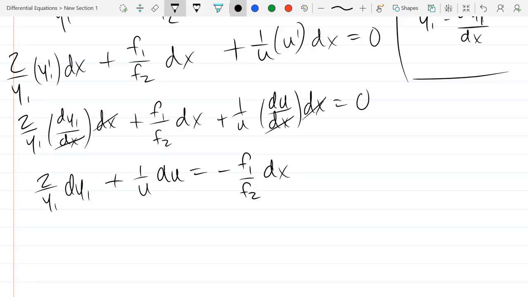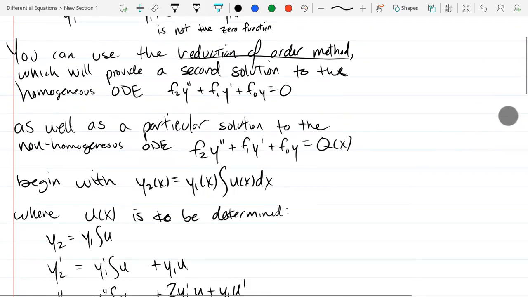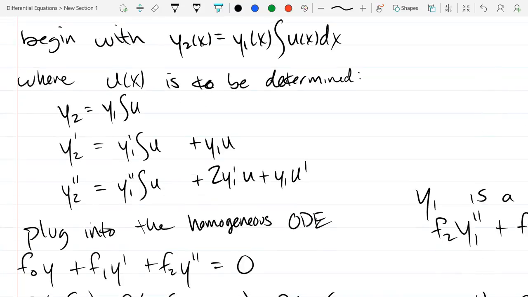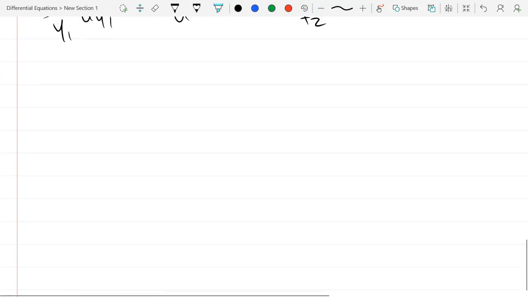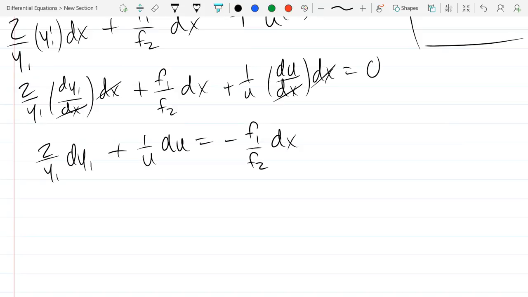So what in the world are we trying to solve for? We're given y1, and we're trying to find u somewhere half a mile back. So u of x is to be determined. We're doing all this work to find out what is u. It's because you don't know what u is.